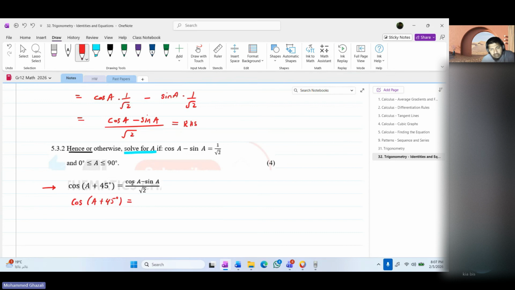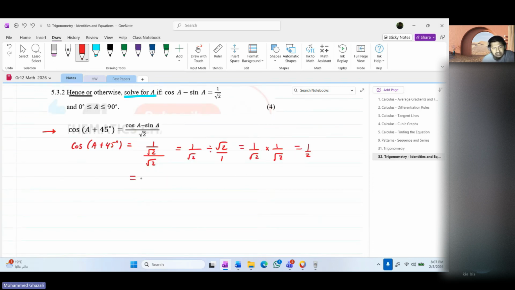is equal to, what's cos A minus sin A? They're telling us that is 1 over root 2, and we're still dividing it by root 2. So 1 over root 2 divided by root 2 is 1 over root 2 times 1 over root 2, so it's just basically half. You can do the calculation or use a calculator. So cos(A + 45°) is equal to half.